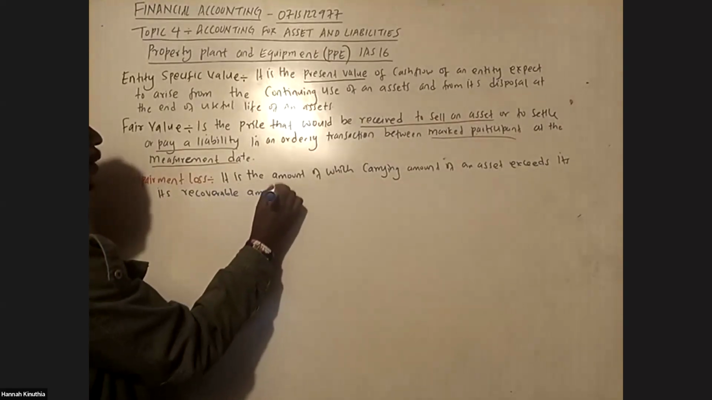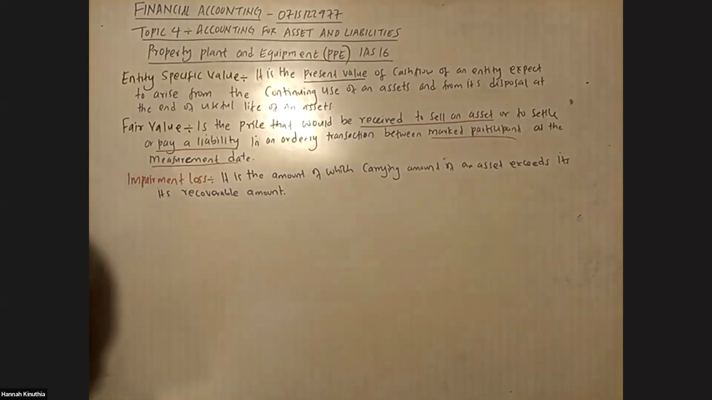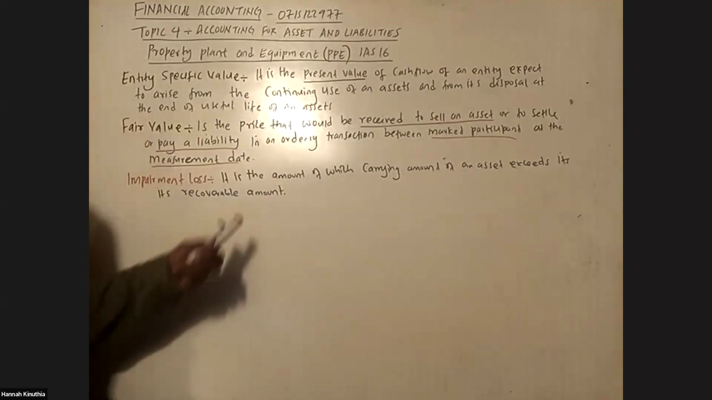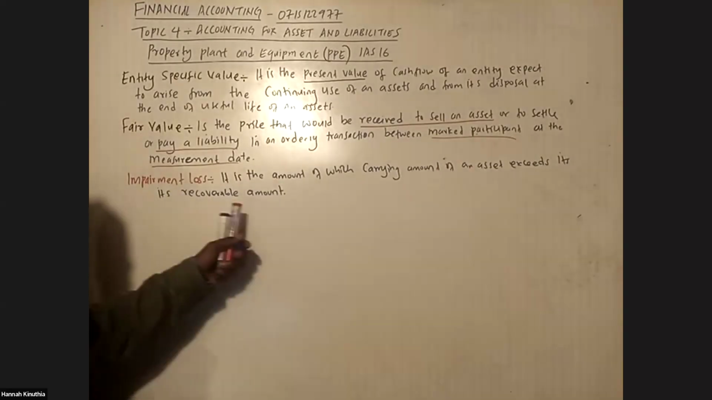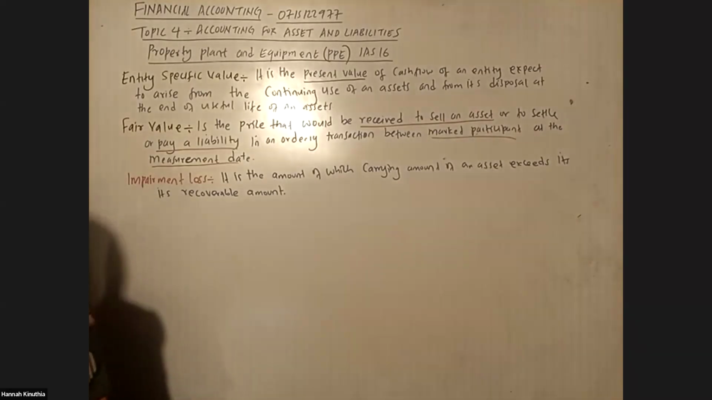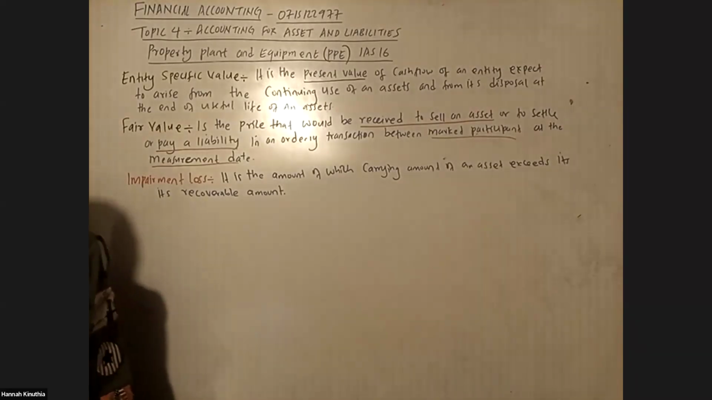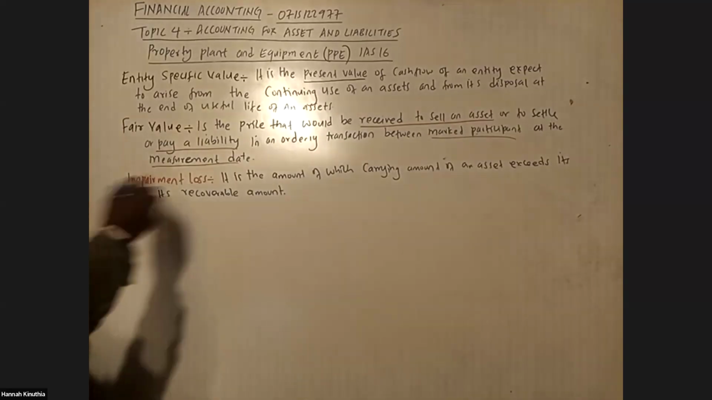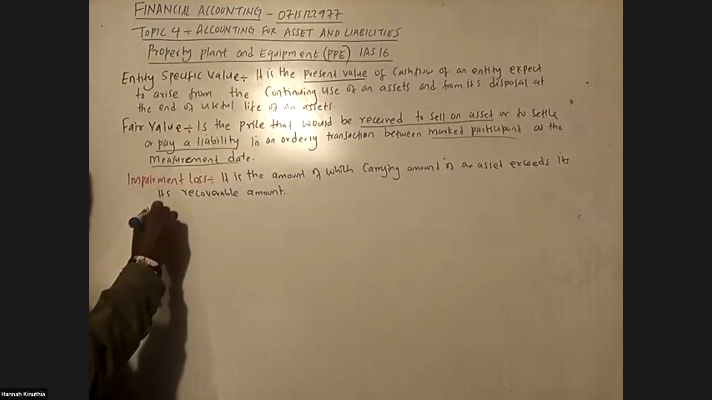So we shall talk about it later also, but not so much. This one you shall do it in financial reporting. For now, just know the definition. So when the carrying amount is more than the recoverable amount, then you have an impairment loss. So when the carrying amount is more than the recoverable amount, the amount is called the impairment loss.